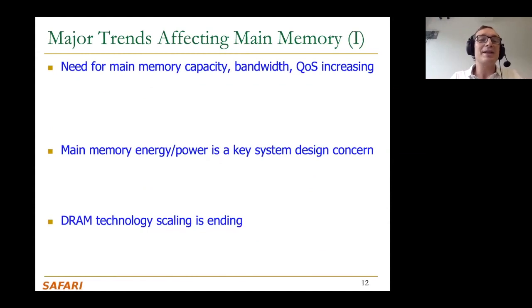Okay, so let's talk about these major trends affecting main memory. Again, this is in one slide over here. So basically, the first one is really about performance and predictability. We want more performance and more predictability, more quality of service from the memory system. The second one's about energy and power. The third one is about technology scaling. And you will see that some of this is driven by applications, some of this is driven by both applications and technology, and some of this is driven by technology itself. So okay, let's start with the first one.